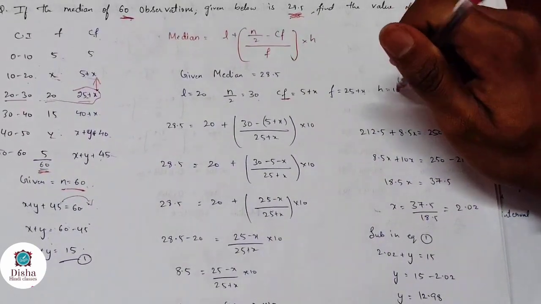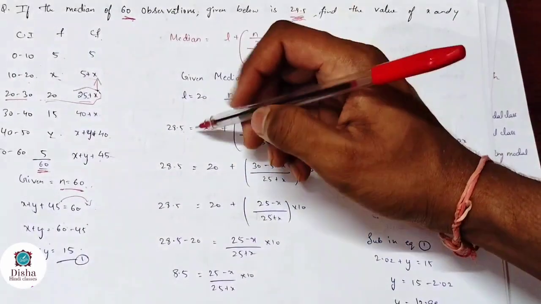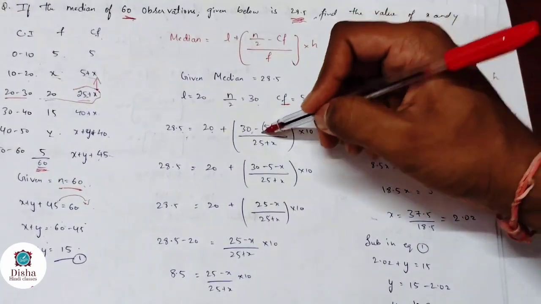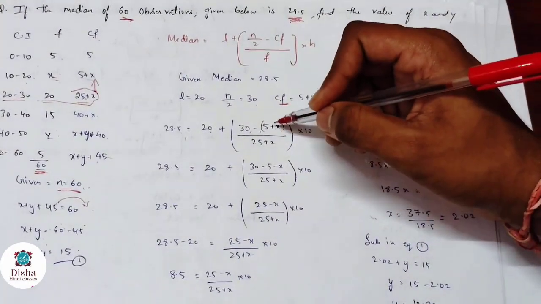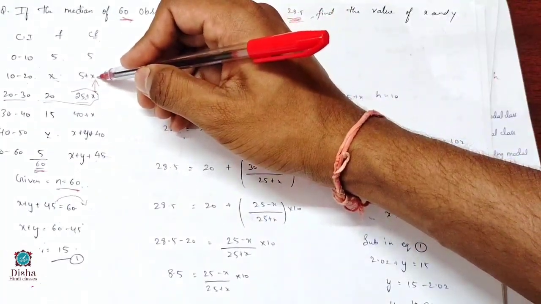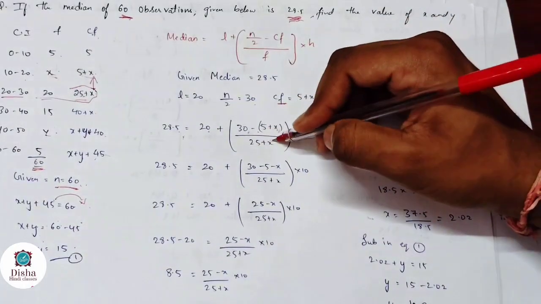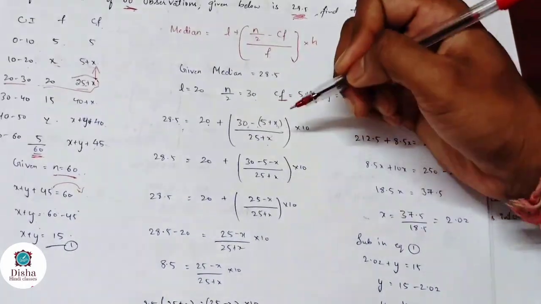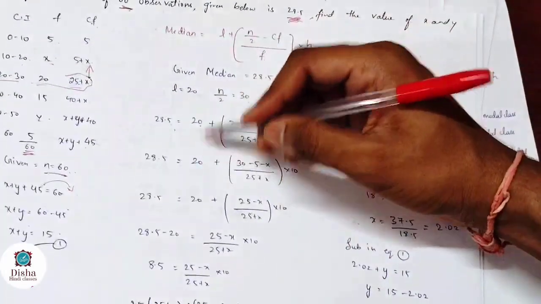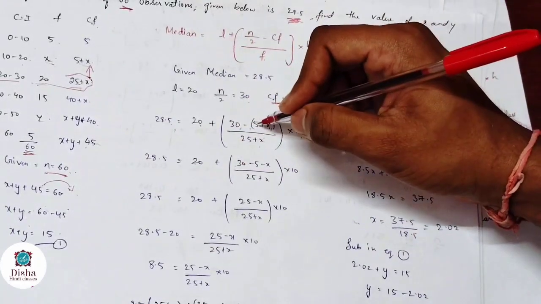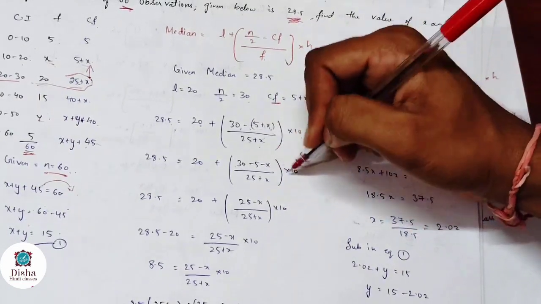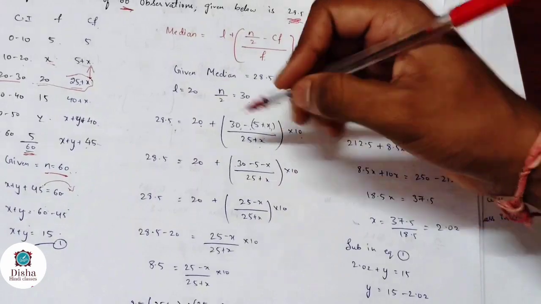Now if we substitute all these values in the formula, we get 28.5, because the median is 28.5, equals L, which is 20, plus n by 2, which is 30, minus 5 plus x, the preceding frequency of the median class, divided by f, which is 25 plus x, into h, which is 10. So 28.5 equals 20 plus 30 minus 5 minus x, divided by 25 plus x, into 10.